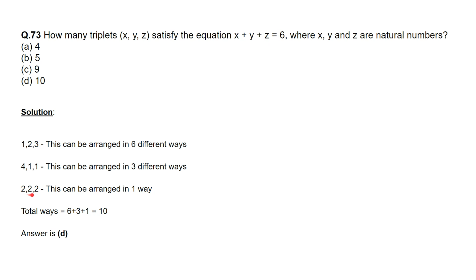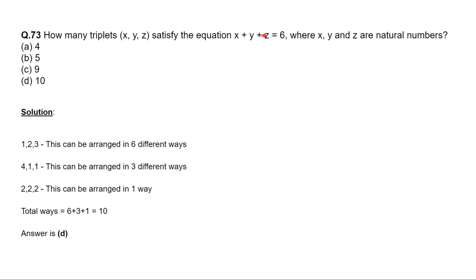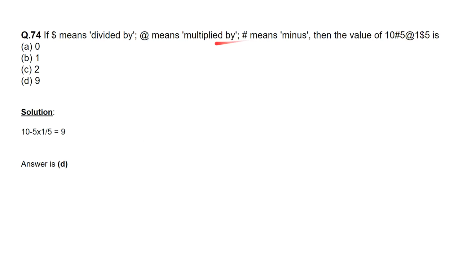So you have to find what are the three natural numbers which you can substitute here to get a value of 6. So the three numbers I can get here are 1 2 3, 4 1 1 and 2 2 2. So I cannot arrange 2 2 2 in any order, it is going to be the same everywhere. 4 1 1 I can arrange in three different orders, and 1 2 3 I can arrange in six different orders. So if you add all this, I'm getting 10. So there are 10 different ways which I can get this equation.